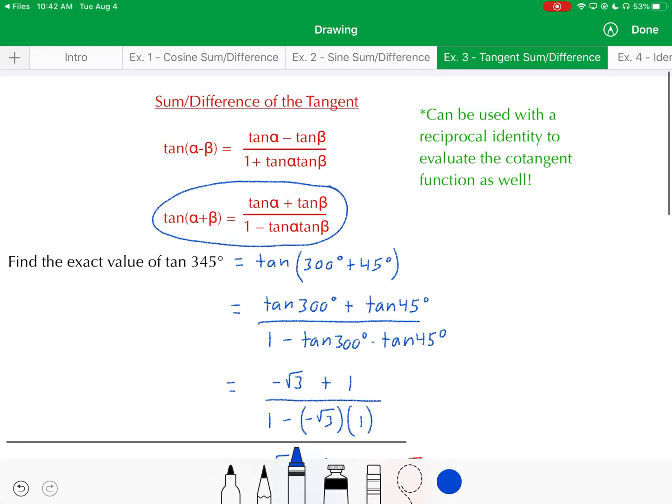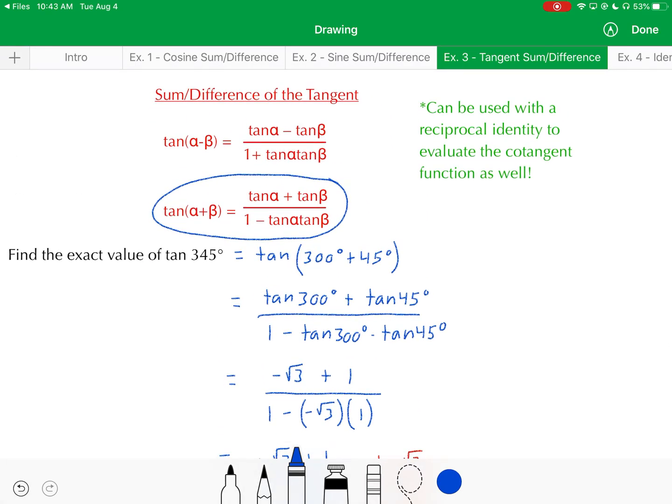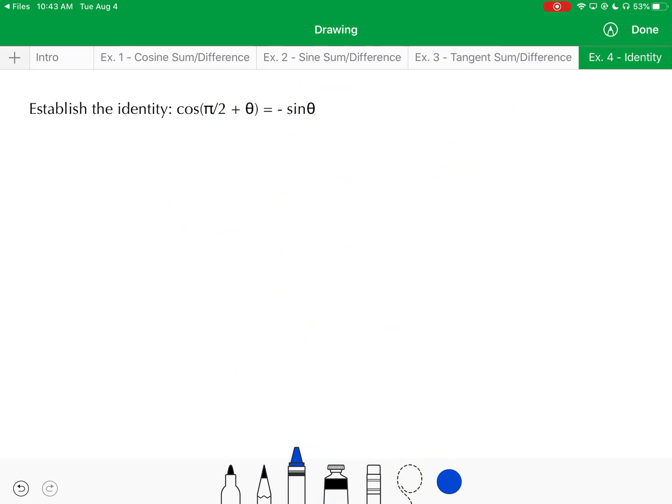Also, one more time, notice the reciprocal identity for the tangent function can be used with these formulas to evaluate cotangent functions as well. All right, one final example here, and this involves an identity that we have to establish. We want to show that the cosine of the angle pi over 2 added with any angle theta is always equal to the negative of the sine of that same angle theta.